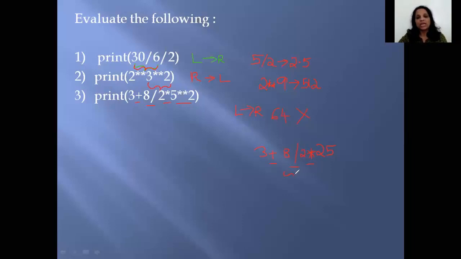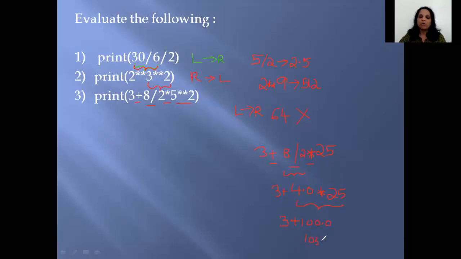So I'm supposed to be doing 8 divided by 2. What is 8 divided by 2 going to result into? 4, basically it's going to result into 4.0. Okay, so 3 plus 4.0 into 25. Now I have 2 operators, addition and the asterisk sign, which has the next priority. So I'm supposed to do 4 into 25. 4 into 25 is nothing but 100. So I have 100.0.